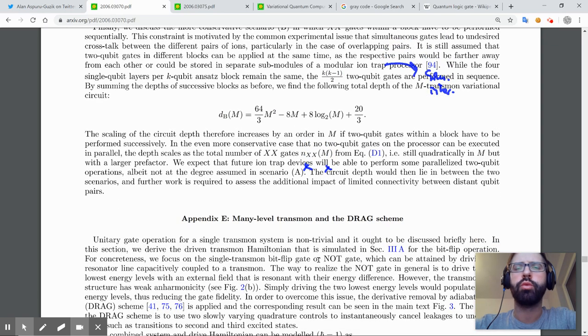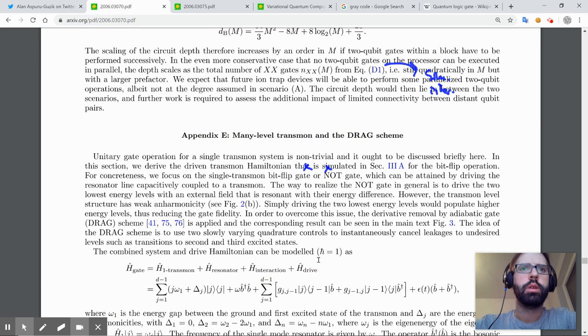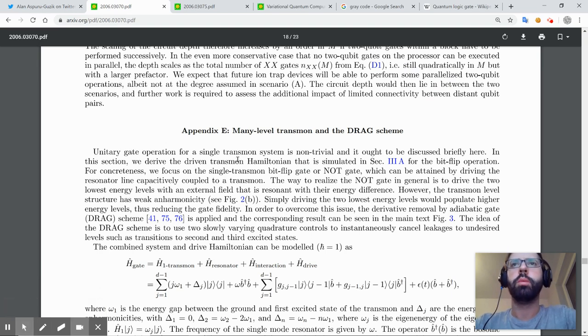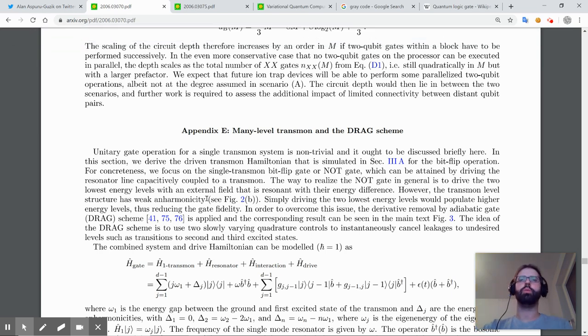Many level transmon in the DRAG scheme. Unitary gate operators. Unitary gate operation for a single transmon system is non-trivial, and it ought to be discussed briefly here. In this section, we derive the driven transmon Hamiltonian that is simulated in section 3a for the bit flip operation. For correctness, we focus on the single transmon bit flip gate or NOT gate, which can be attained by driving the resonator line capacitively coupled to the transmon. The way to realize the NOT gate in general is to drive the two lowest energy levels with an external field that is resonant with their energy difference.